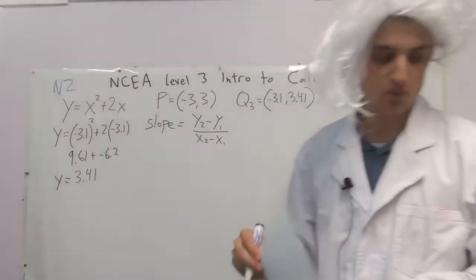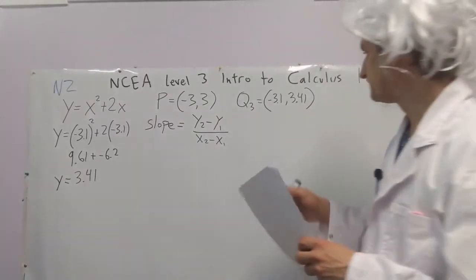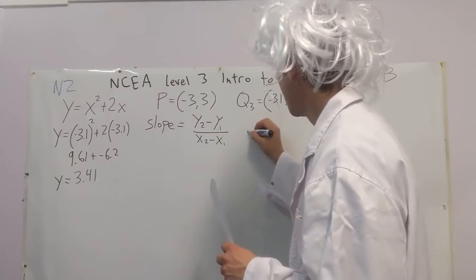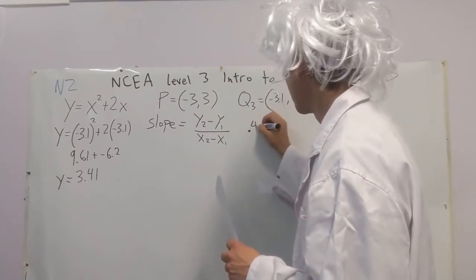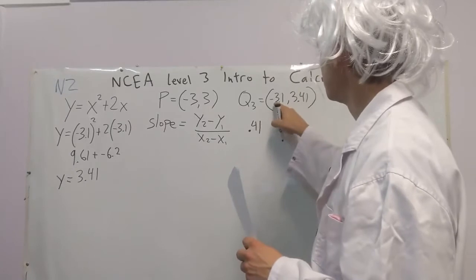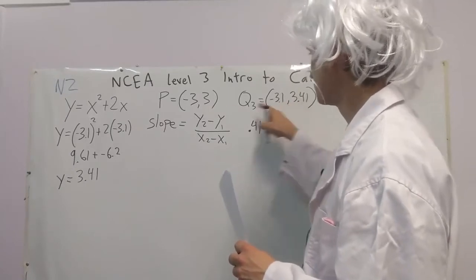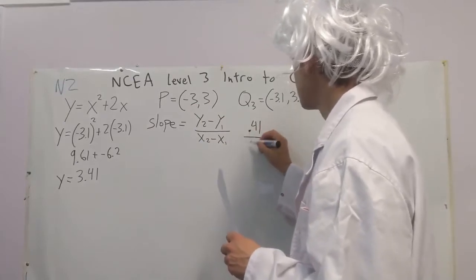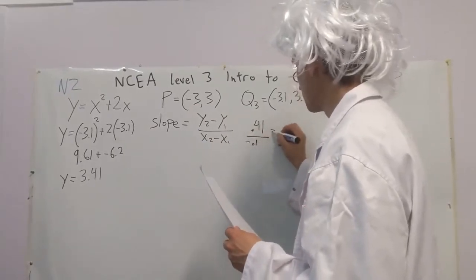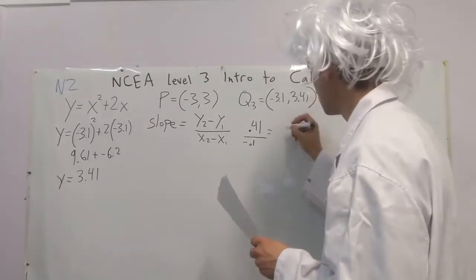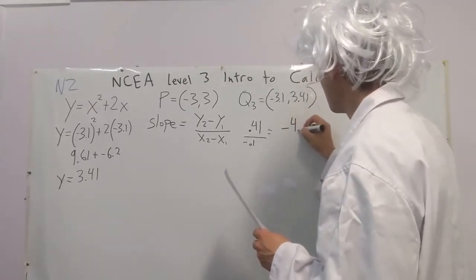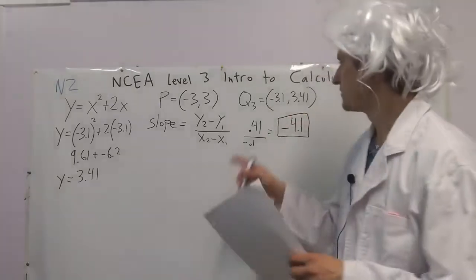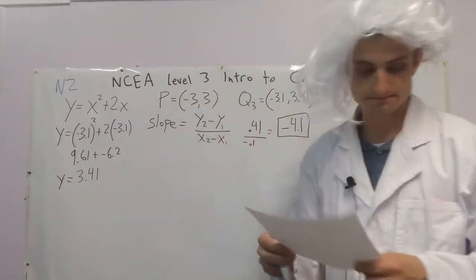So now we have to work out the gradient. So we do 3.41 minus 3. That is 0.41. And then negative 3.1 minus negative 3. That is negative 0.1. As you can see, this is negative 4.1, the gradient between these 2 points.